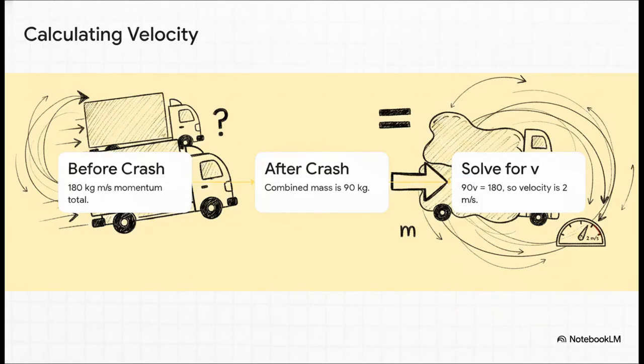Okay, let's just walk through the math step by step. Step 1. What's our total momentum before the crash? Well, the moving truck is 60 times 3, which is 180. The stationary truck is 30 times 0, which is 0. So our starting total is 180.